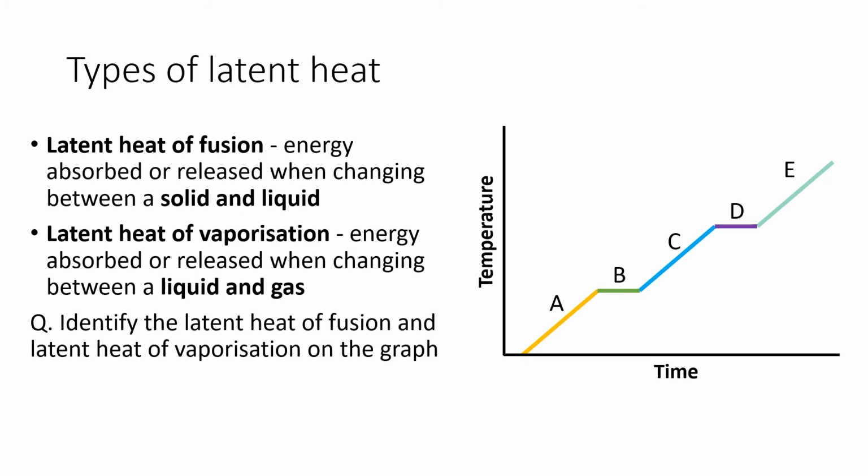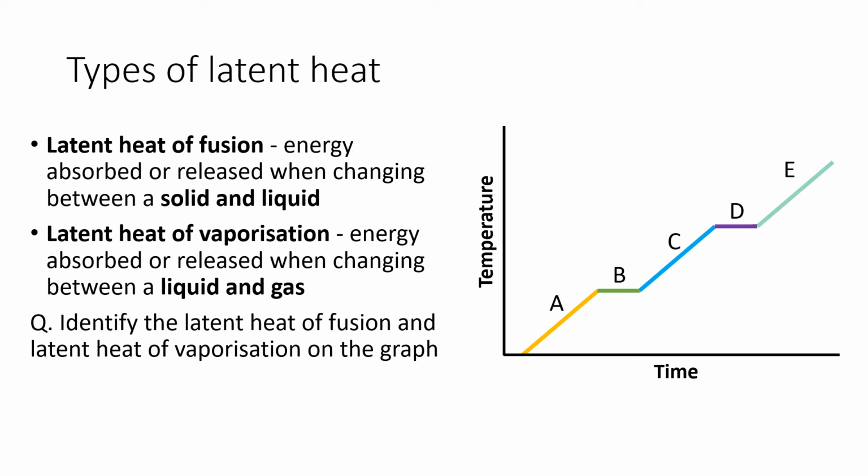We do talk about specific types of latent heat, and what we can talk about is the latent heat of fusion when we're going from solids to liquids, or latent heat of vaporization when going from liquids to gases. And of course, vapor is easy to remember with gas. On the graph, where would we find the latent heat of fusion and the latent heat of vaporization? Pause for a second, work it out, come back, check your answer. Pause now.